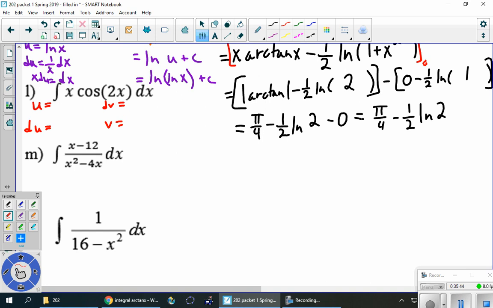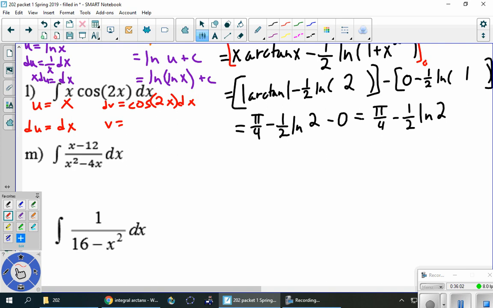You put the thing in u that's going to get simpler when you take a derivative. So u is equal to x, and everything else goes on the dv side. Derivative of u is just 1 dx. That's simpler. Okay, integral of cosine of 2x.